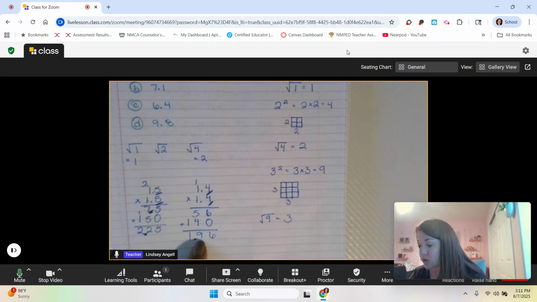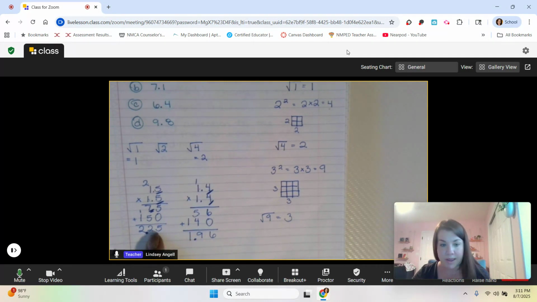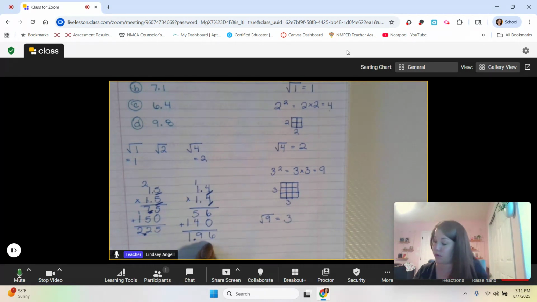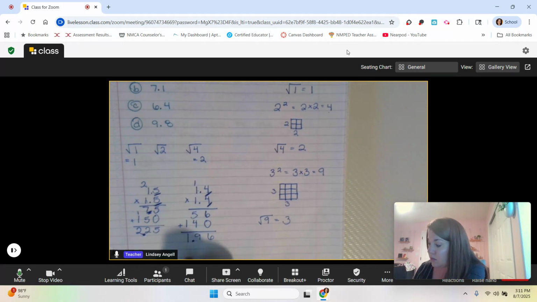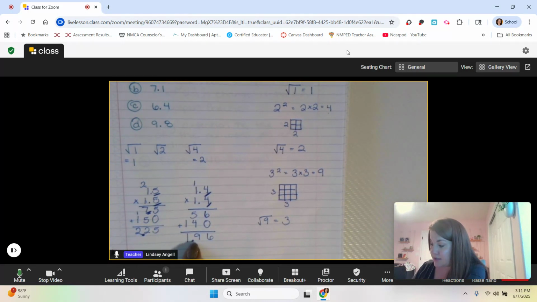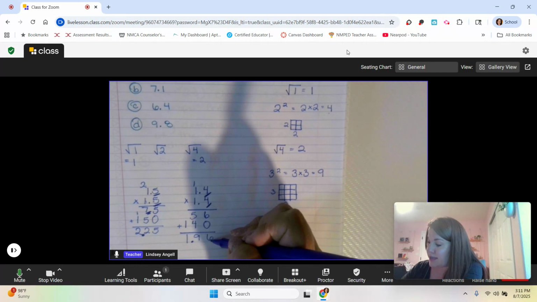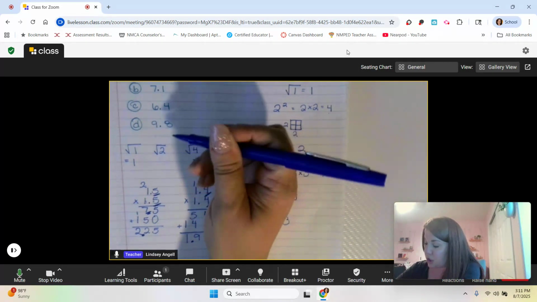So look how close we are to 2. We are so much closer to 2 right here than we were right here. 1.96. If you think of it in terms of money, that's like $1.96. That's really, really close to $2. So the reason why we did all of that is because we can say that is our estimate for the square of 2.